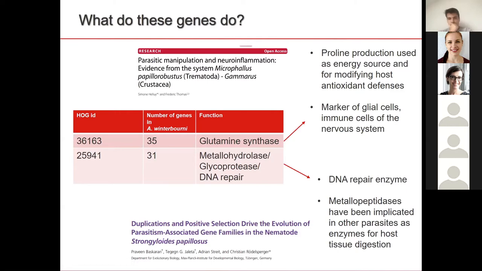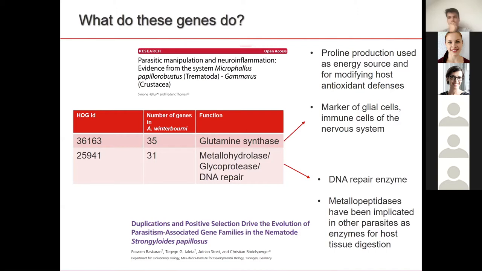Glutamine synthase is an enzyme which is involved in proline production. It's a production of proline that is based on arginine derived from the host tissues and has been already researched in platyhelminths. It's also implicated in modifying host antioxidant defenses, and it is a marker of glial cells, which are immune cells of the nervous system. And these have been found to be enriched or duplicated in parasites that affect the host behavior, such as Microphallus papillorobustus or Trichobilharzia.